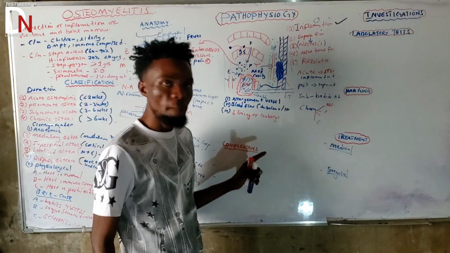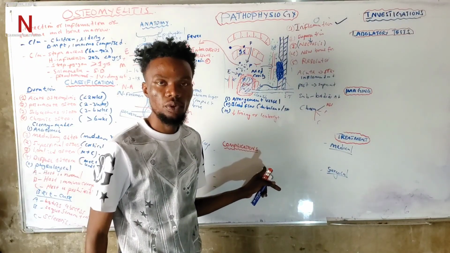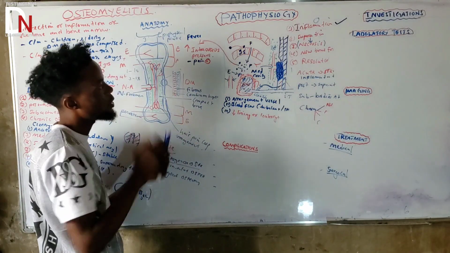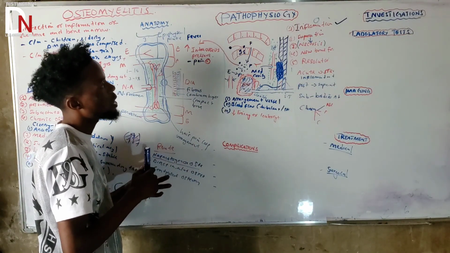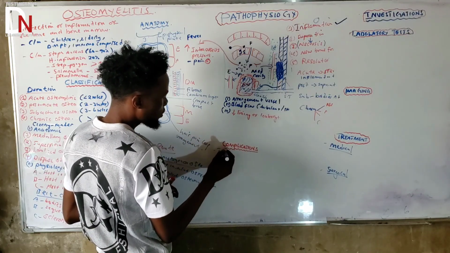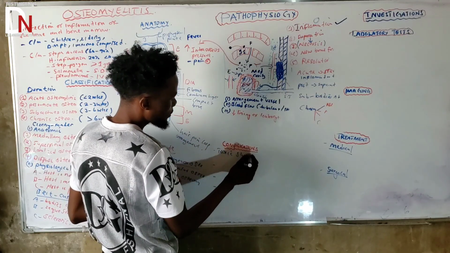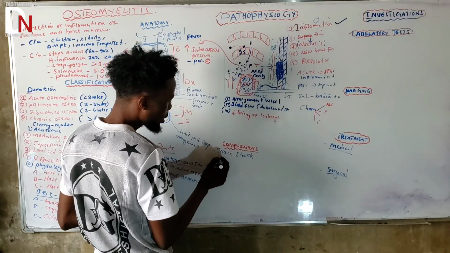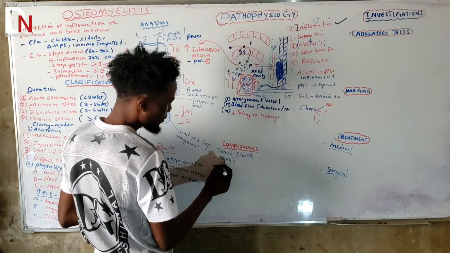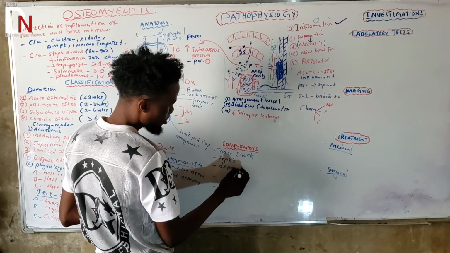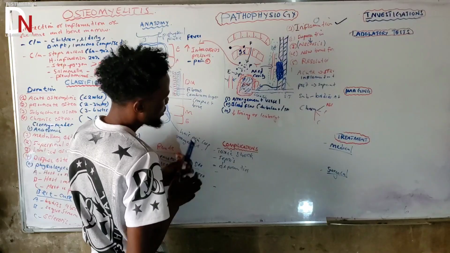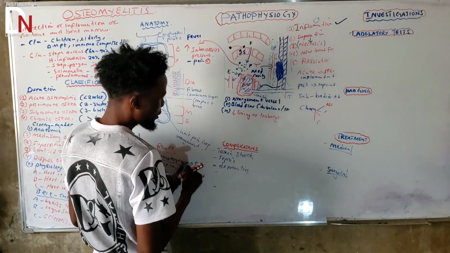Okay. Now, what are the complications? There are a lot of complications that can arise from someone having osteomyelitis. There will be toxic shock. There will be sepsis. There will be deformities. There will be chronic pain.